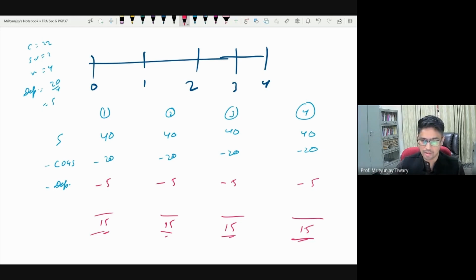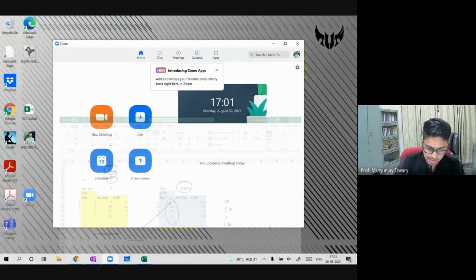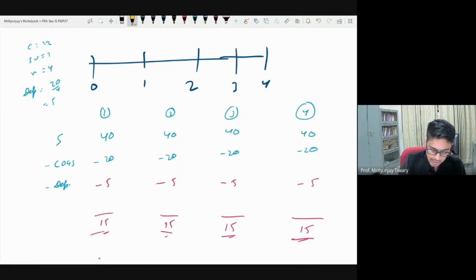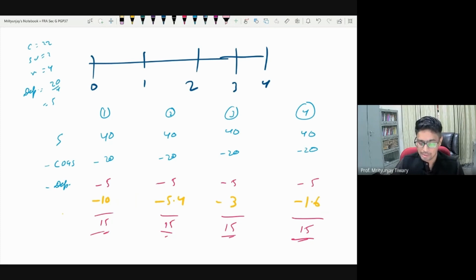You applied a method called the WDV method, wherein instead of these red figures, you applied the depreciation in this manner. First year you charged 9.9, let's call it 10 lakh rupees. Then 5.4, then 3, and then 1.6. How much is the total of this depreciation? Let's quickly check. Yes, 20 lakhs. So total depreciation is the same.